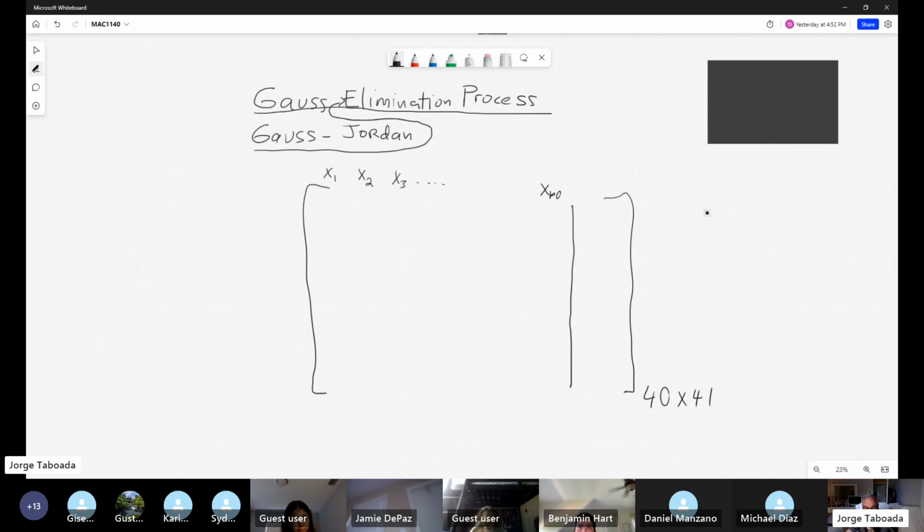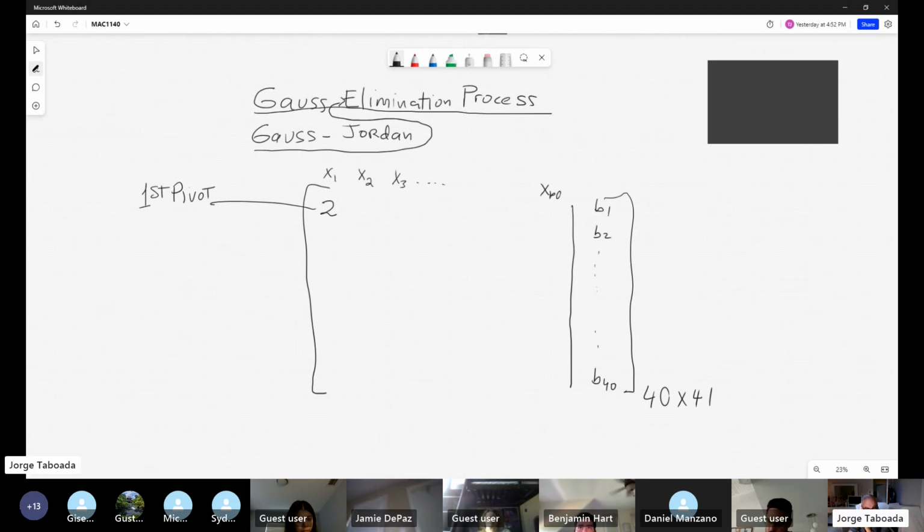It's the last, because the 41st column is the right-hand side. You call it B: B1, B2, and so on to B40. Now suppose that here we have a number 2. But no, I don't need 2, I need 1. Why? Because this is our first pivot.